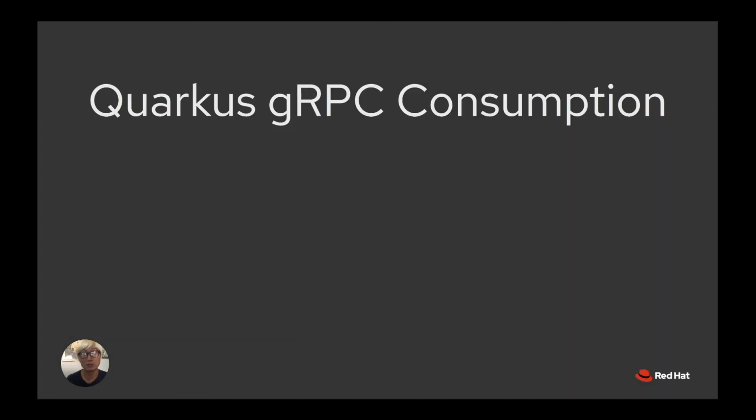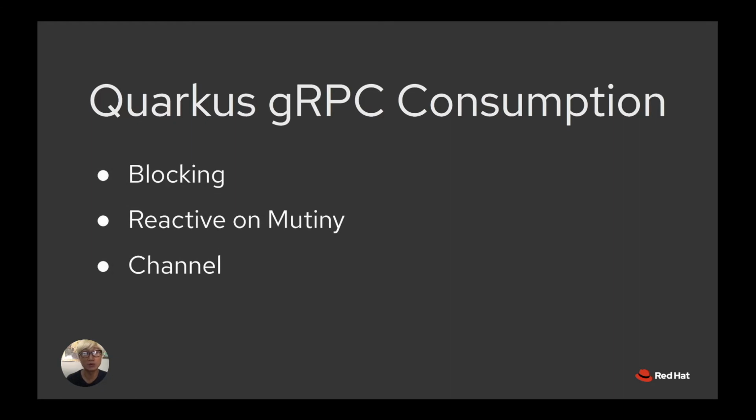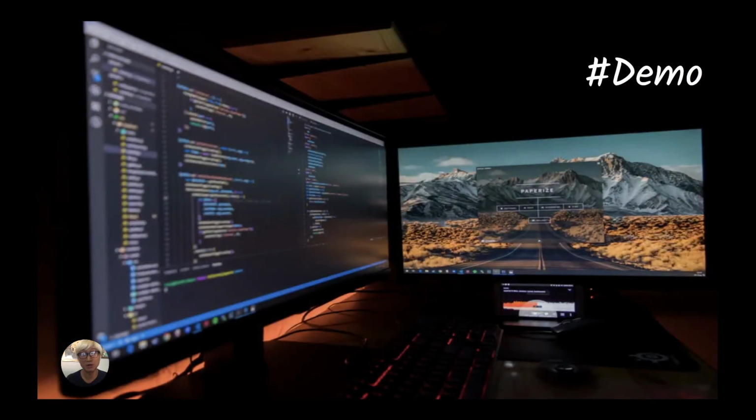There are a couple more ways to consume gRPC in a Quarkus application. We learned about blocking API consumption in demo one, and we're going to talk a little bit about reactive on Mutiny in the Quarkus application. You can also inject a gRPC channel in the Quarkus application as well. Let's go through the demo and see how it works.